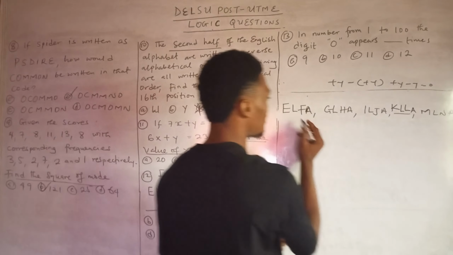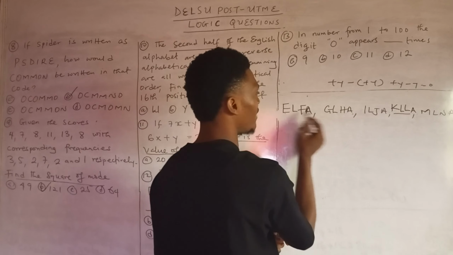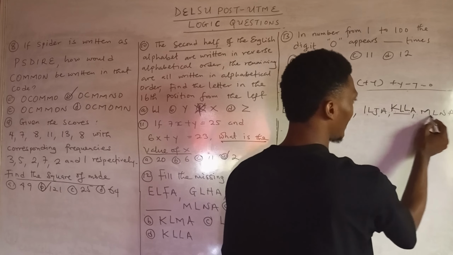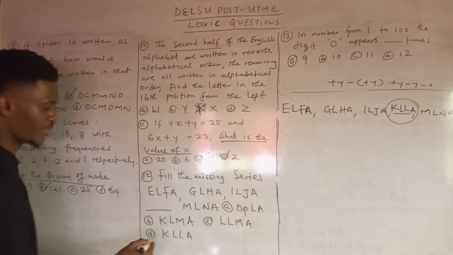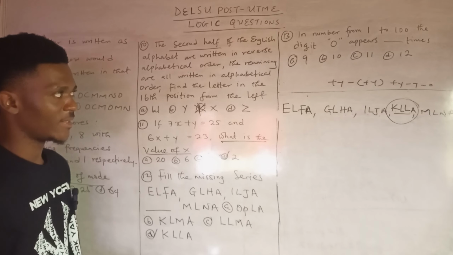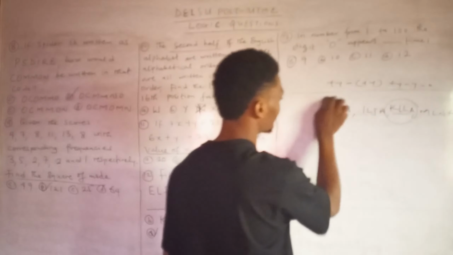So just like that. So this becomes LA found in the same position, and EFGH, IJKL, MN. So the answer to the question is KLLA. So it becomes option D. Alright? So that's how you attempt questions like that. Then looking at the next question.